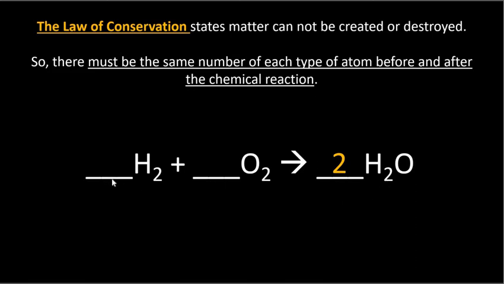So I have to come back over to the left side now and multiply this side by 2. So now I have 4 hydrogens on the left. I have 4 hydrogens on the right. 2 oxygens on the left, 2 oxygens on the right.